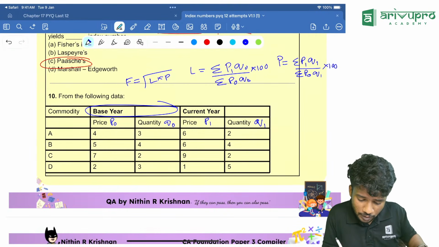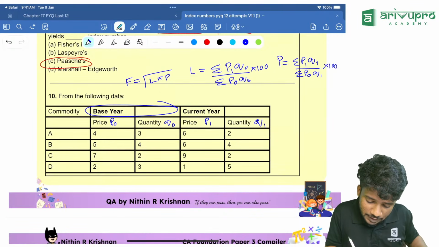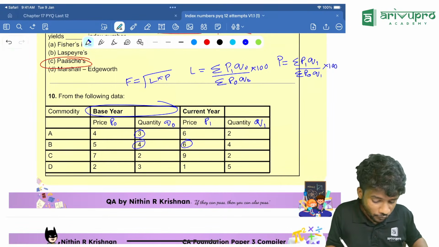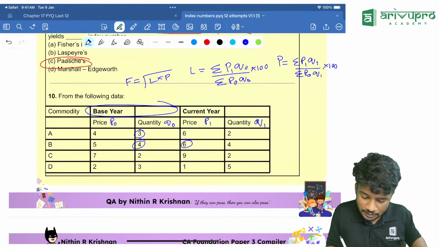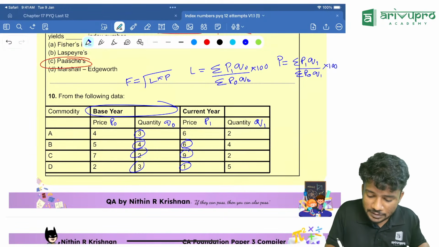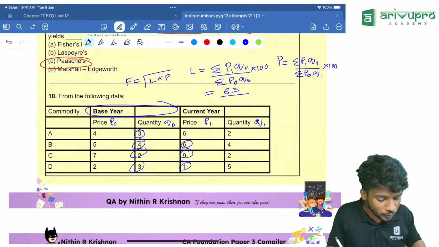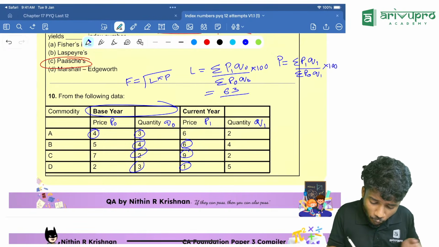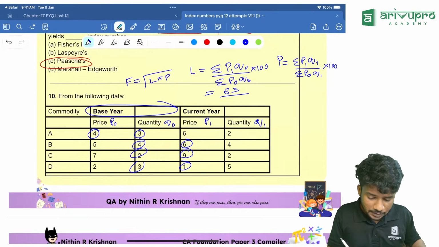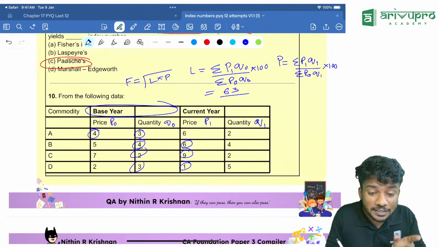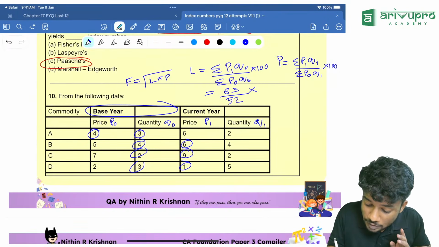P1Q0 is what? P1Q0 is 6 into 3 M plus, then 6 into 3 M plus, then 6 into 4 M plus, 6 into 4 M plus, then 9 into 2 M plus, then 1 into 3 M plus, finally MRC. So numerator sigma P1Q0 is how much? 63, divided by P0Q0. Clear the memory. P0Q0 is how much? 4 into 3 M plus, 5 into 4 M plus, 7 into 2 M plus, 2 into 3 M plus, and MRC. How much are you getting in the denominator? You are getting it as 52 into 100.